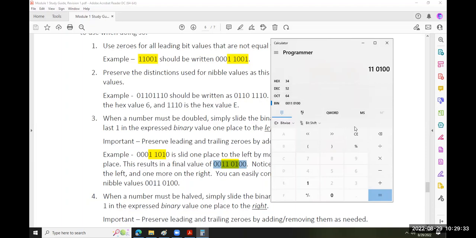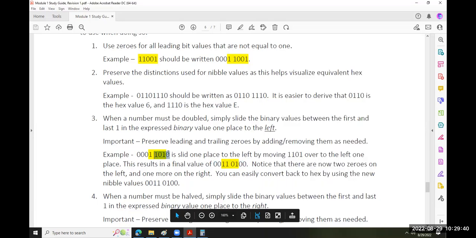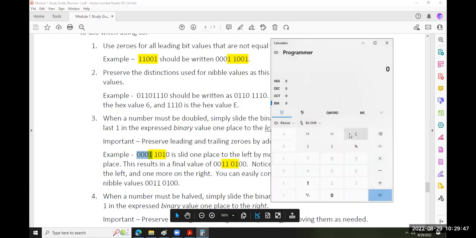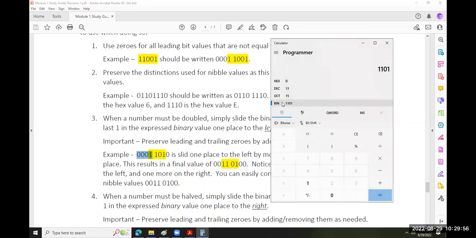13 is correct. So let's see if I take these 4 binary values and I slide them one place to the right so that all 4 of those values are right here, and all I have left in the left nibble is 0000. So I'm going to clear this. Let's see if I get 13. 0000 1101. Right. If I have nothing but zeros, it's not going to show here. So it's not going to show the nibble value of all 4 zeros. It's just going to show the 1101. I have a decimal value of 13.